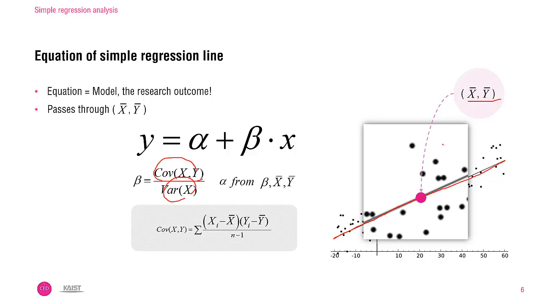Therefore, we know the slope and at least the one point where this regression line passes through. Based on these two pieces of information, we can calculate the intercept.